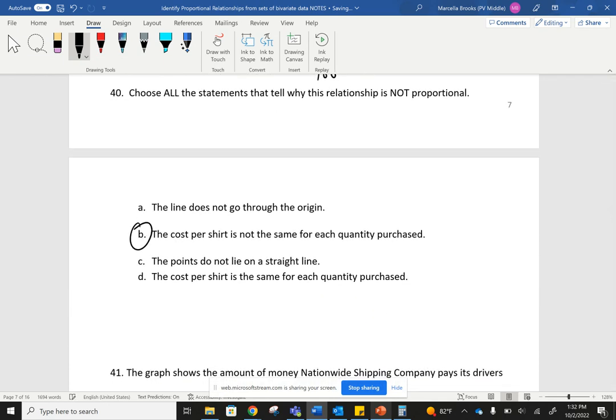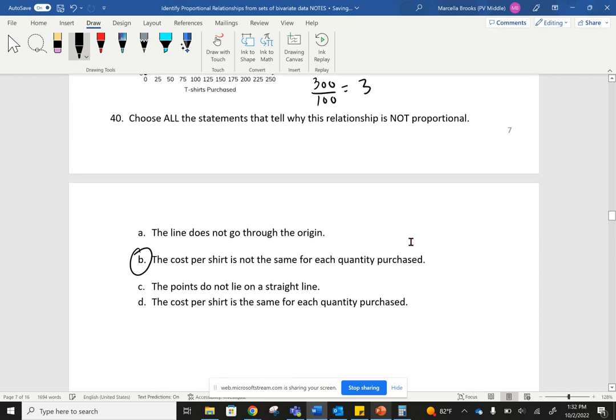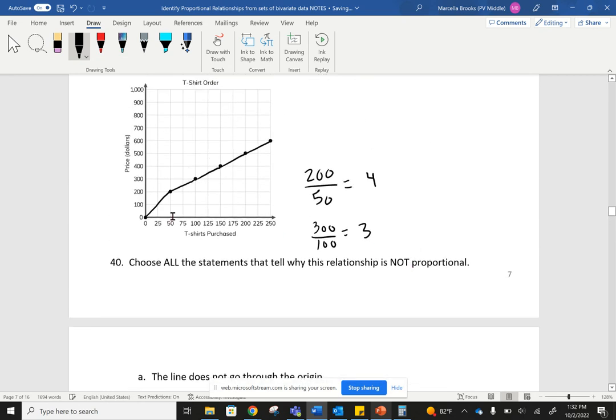So that would be one of the answers. And also the points do not lie on a straight line. Look here, this is not a straight line. We've got a little bump in it.